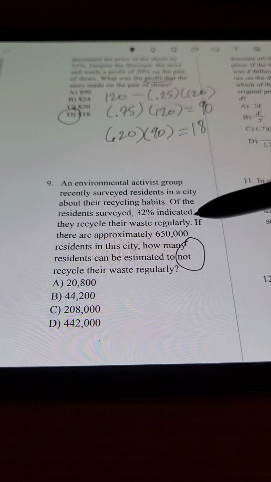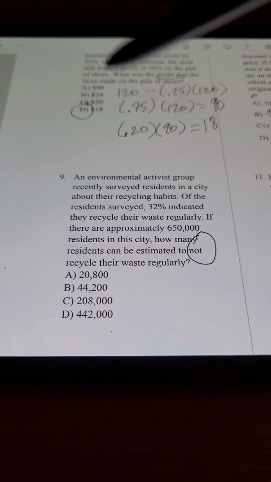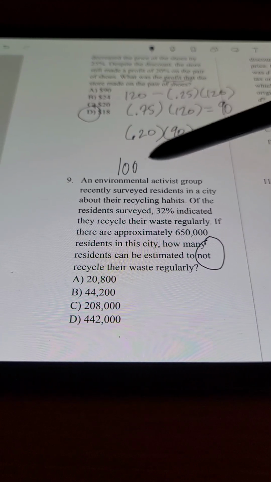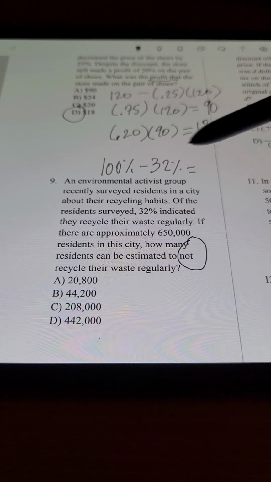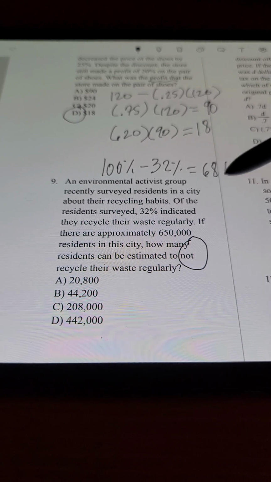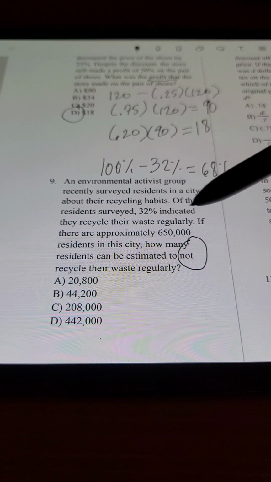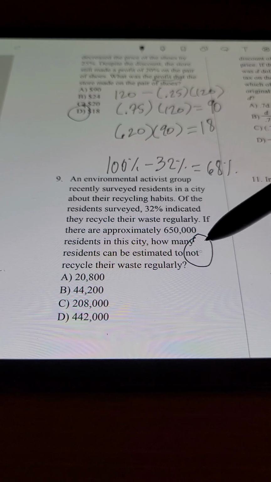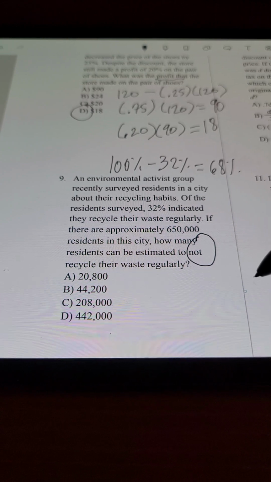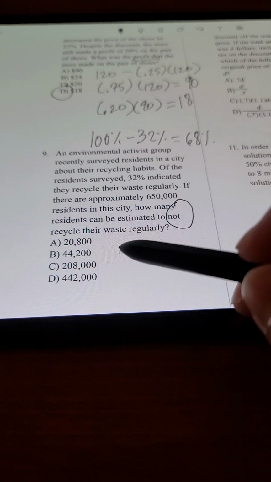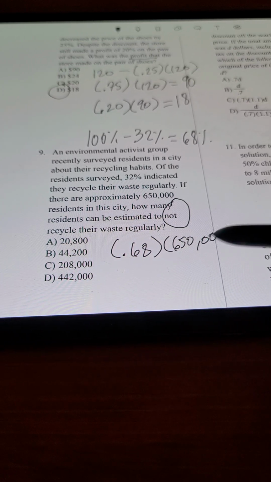So 32% do it regularly. So let's think, what percent do not? Well, 100% is everyone. So if we have 100% and we take away the people that are recycling regularly, we're going to be left with 68% of people not recycling regularly. So we're talking about 68% of people. If we want to estimate 68% of 650,000 residents, we would do 0.68 times 650,000.